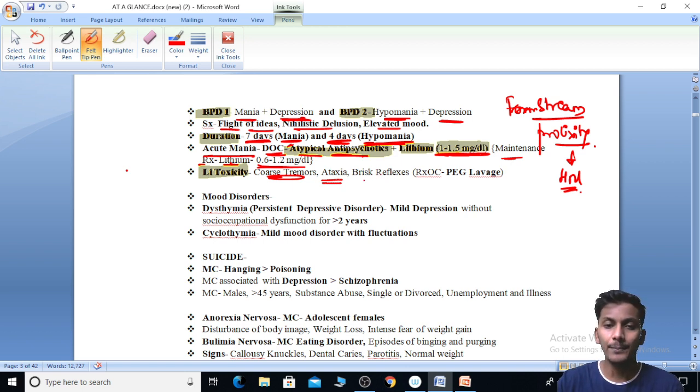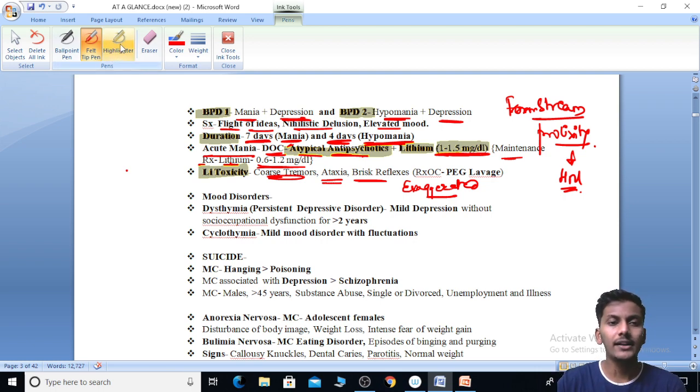Along with that, there would be brisk reflexes. So remember, what do we mean by brisk? Brisk means exaggerated, meaning increased. Right, there would be brisk or exaggerated reflexes, right? So these would usually be seen in cases of lithium toxicity.